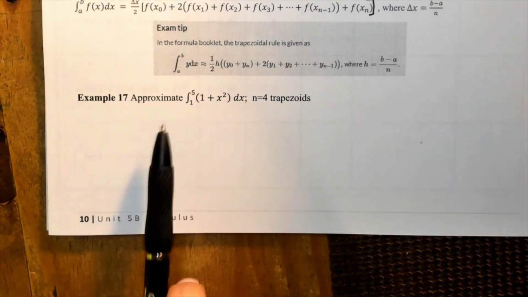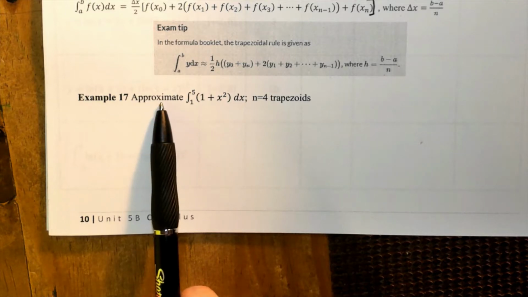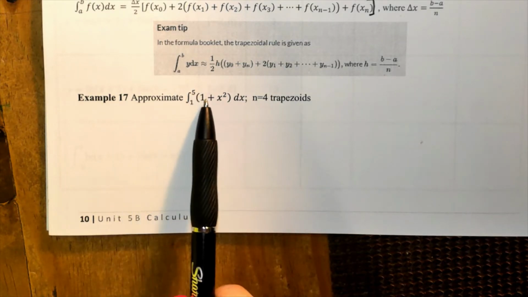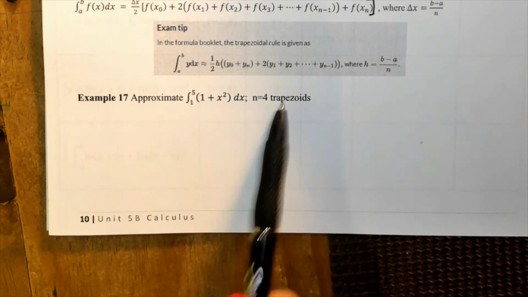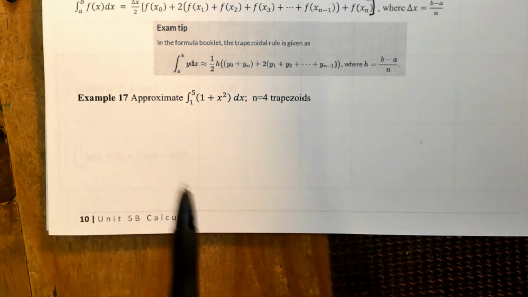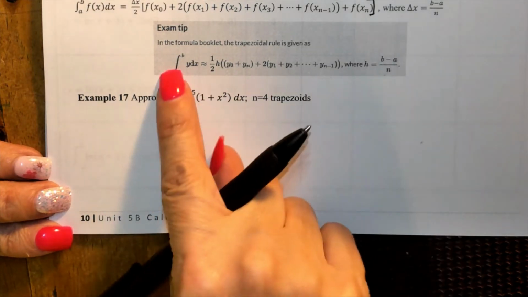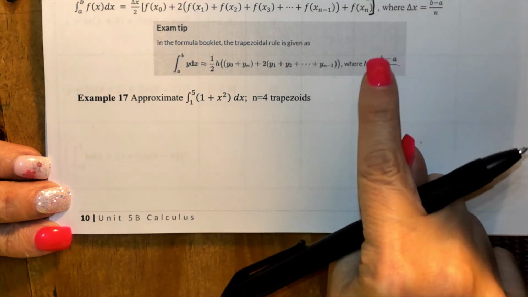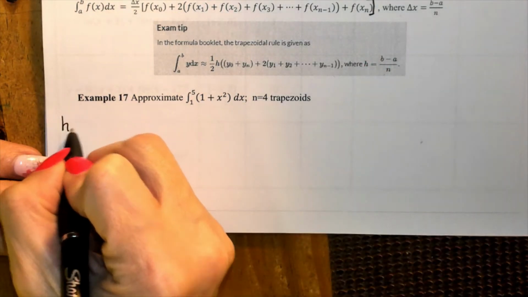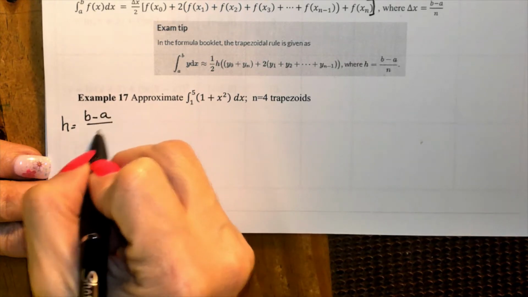All right, so here we go. So we're going to approximate because, again, we're not doing it exactly. It's just an approximation. The integral from 1 to 5 of 1 plus x squared dx. The number of trapezoids we're doing is 4. I'll give you a second to look at it. First thing we want to do, we're going to use this formula. So let's figure out what h is, okay? So let's do h. Remember, h equals b minus a divided by n.